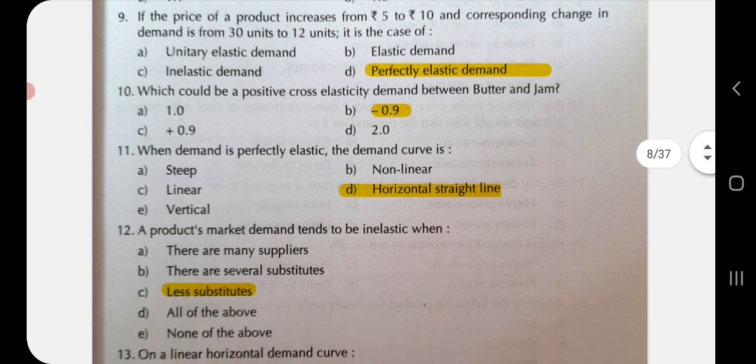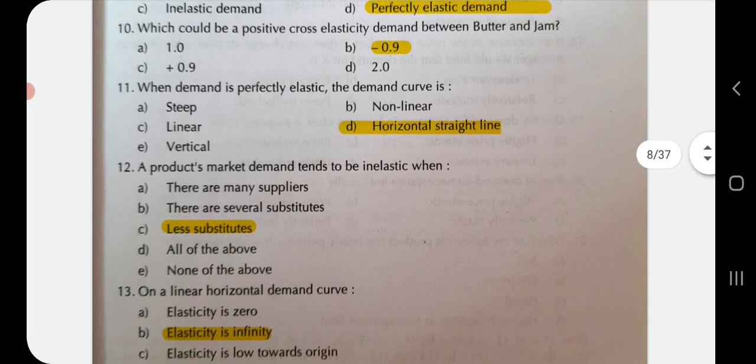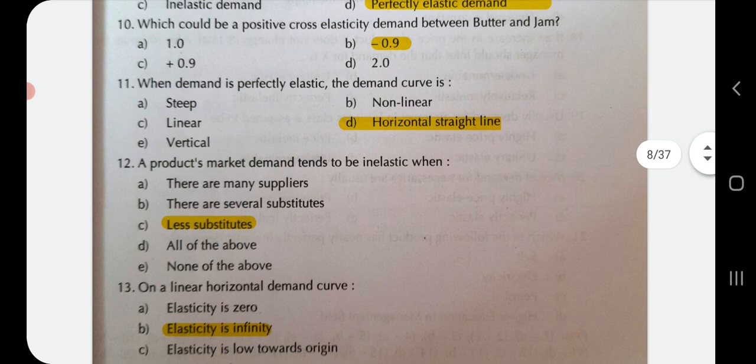20th question, which could be a positive cross elasticity of demand between burger and jam? And the answer is minus 0.9. It means burger and jam, these are the complementary goods. Okay, and the answer is minus. When the demand is perfectly elastic, the demand curve is horizontal straight line.